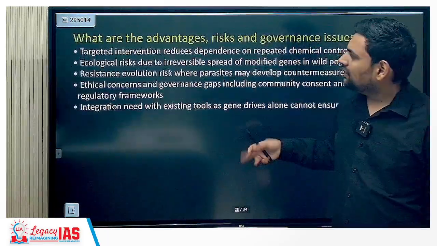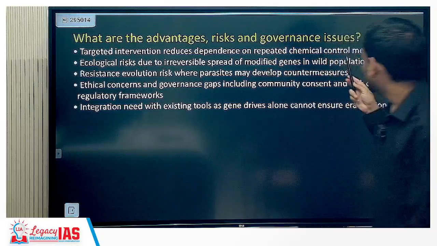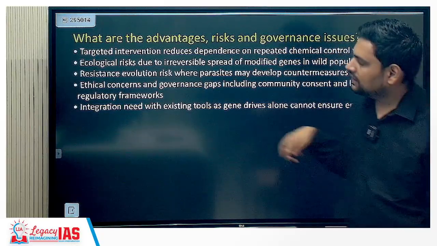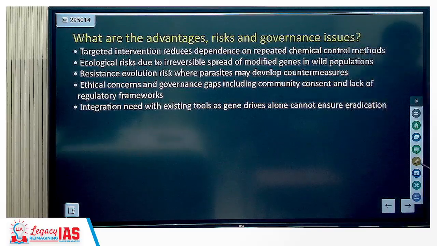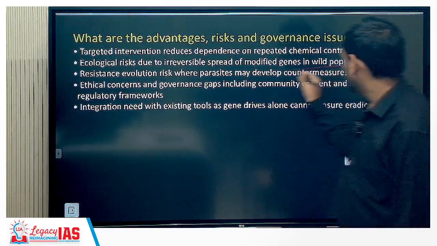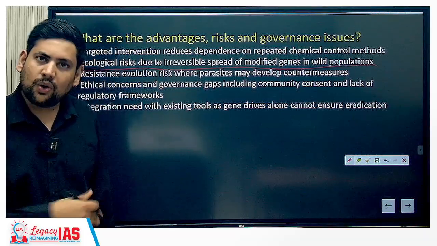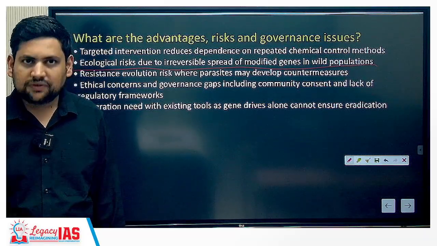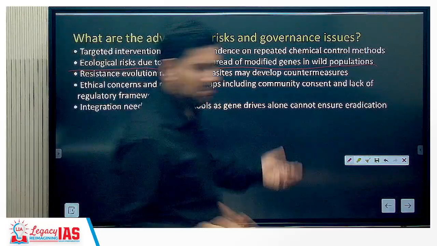Then advantage: this is a much more targeted intervention, and reduces dependence on repeated chemical control. Then risk: ecological risk due to irreversible spread of modified genes in wild populations. This is what we were talking about. What if this is what happens in all the organisms of mosquito, all the varieties of mosquito? Then this can cause problems in the long term.